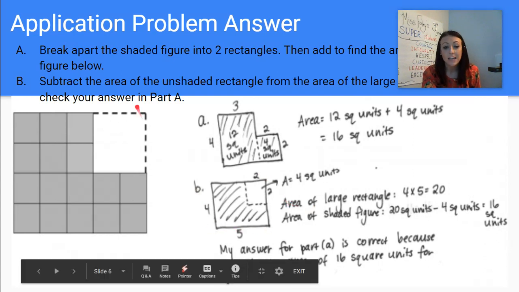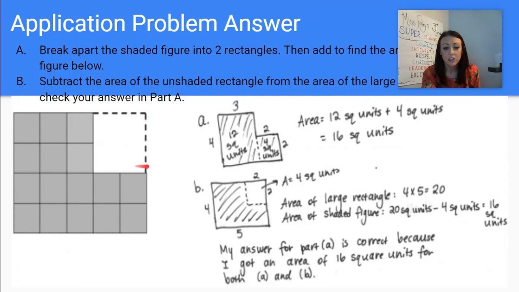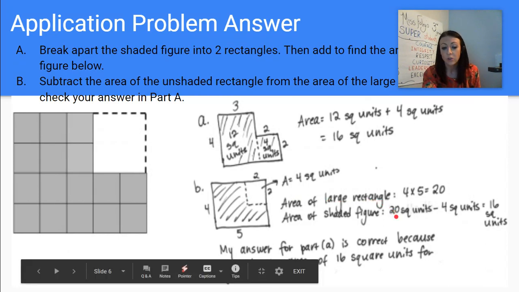Now we need to subtract the area of this white unshaded rectangle, which we can see by the dimensions of those units alongside it is a 2 by 2 rectangle. So 2 by 2, that area would be 4 square units because I take my length times width, 2 times 2, and get an area of 4 square units for this smaller rectangle. So I'm going to take the area of my large rectangle, which is 20 square units, subtract the area of my small rectangle, which is 4 square units, and 20 minus 4 gives me 16 square units.